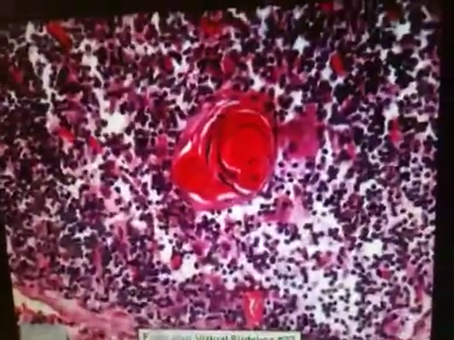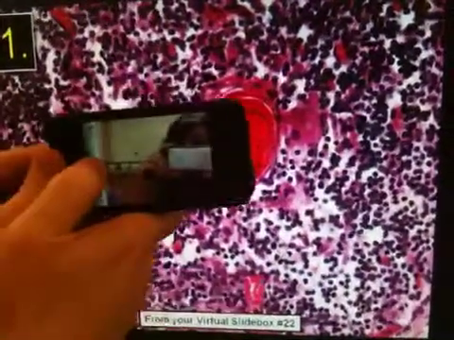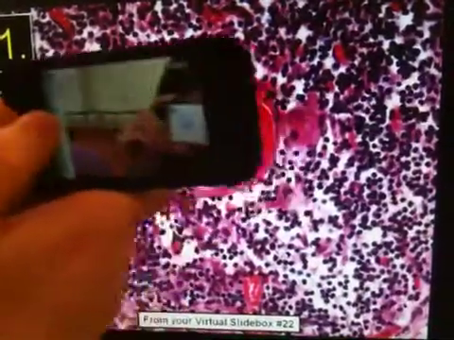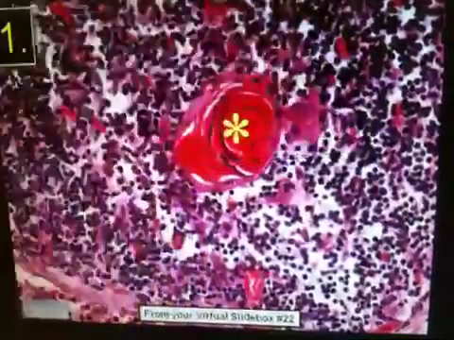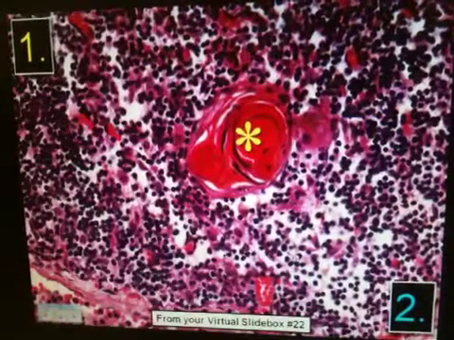Okay, question 1. What specific part of what organ is indicated by the yellow asterisk? What is that? I don't remember what that is. Moving on to question 2.